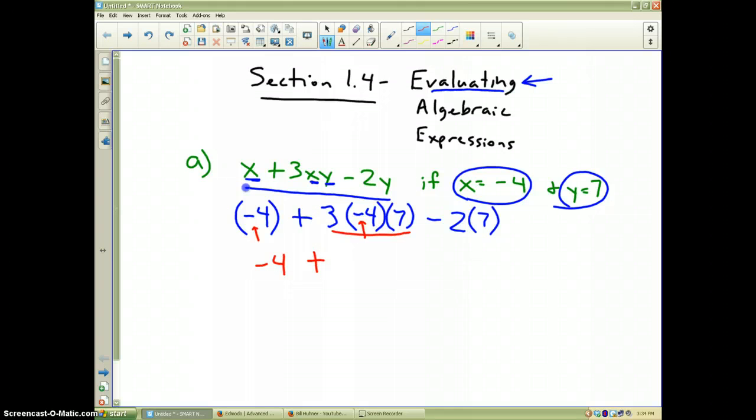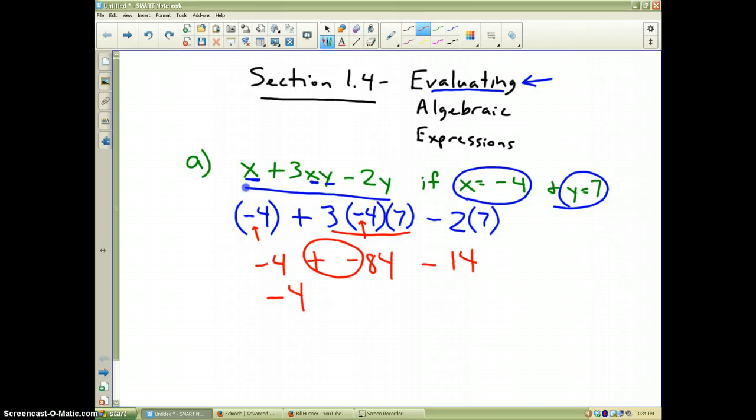Plus, order of operations, I need to times all that stuff together. So 3 times -4 is -12, times 7 would make -84. And then minus 2 times 7, which is 14. Now, I do not like having two signs together. That is bad algebra. That's bad high school mathematics. We all know adding a negative means minus.